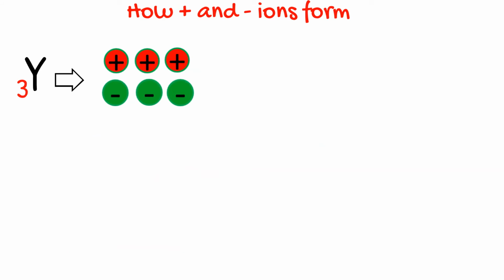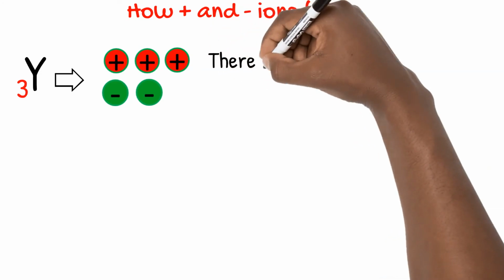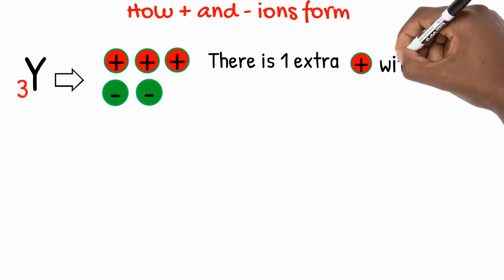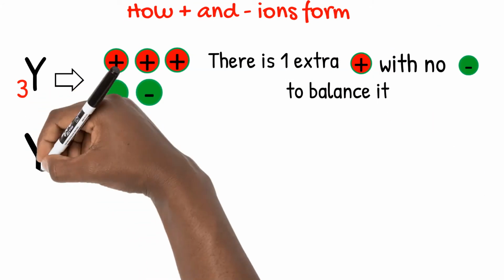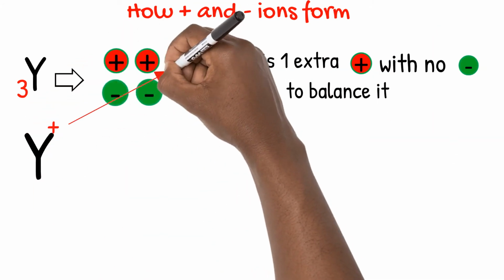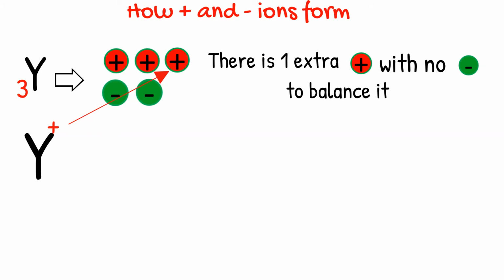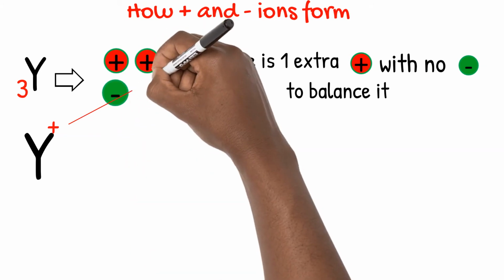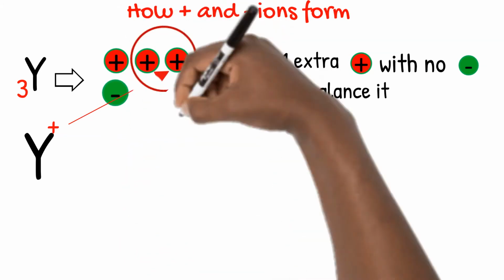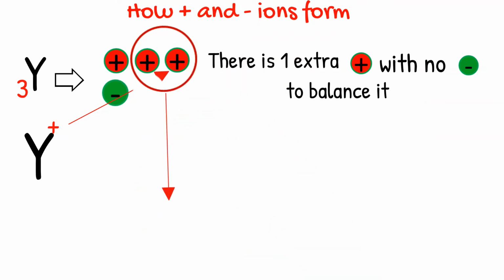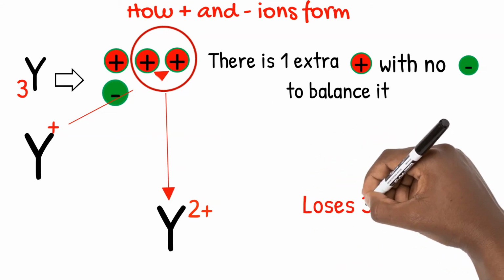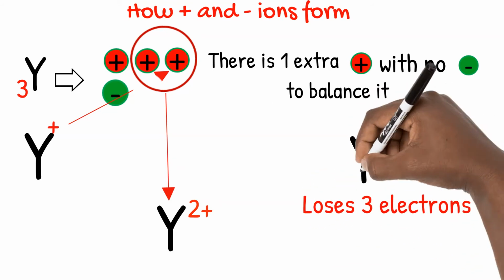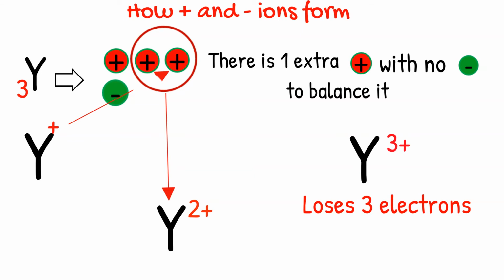So what if Y in its neutral state decides to lose an electron instead? It means that there is one extra positive proton with no negative electron to balance it, which means Y now becomes Y+ to account for the extra positive charge. So if Y loses another electron, it means there are 2 extra positive charges to account for. So Y now becomes Y2+. And if it loses 3 electrons, it becomes Y3+, and so on.